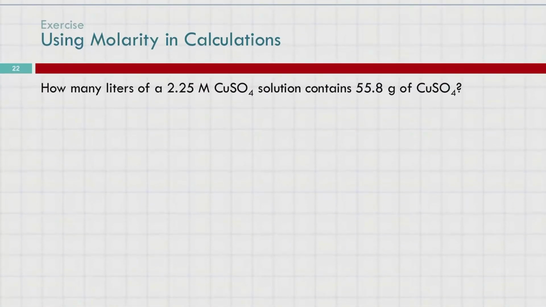Now one for you to try. How many liters of a 2.25 molar copper 2 sulfate solution contains 55.8 grams of copper 2 sulfate? I'll give you 2 minutes. Some helps if you need them.